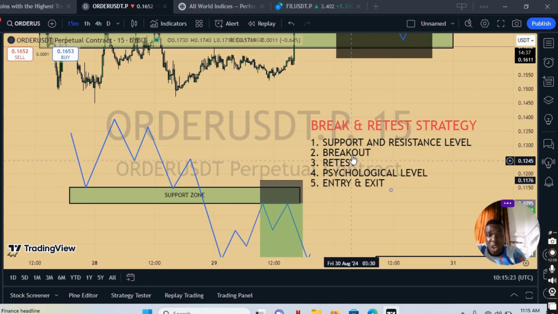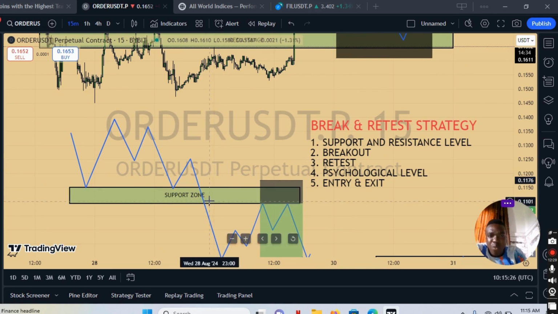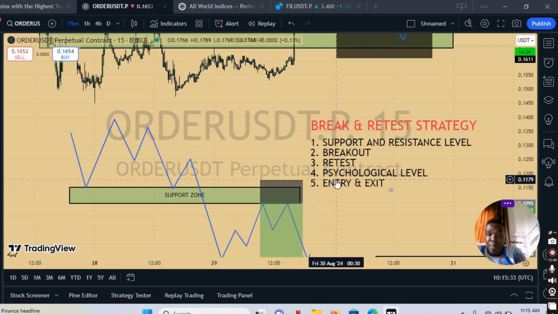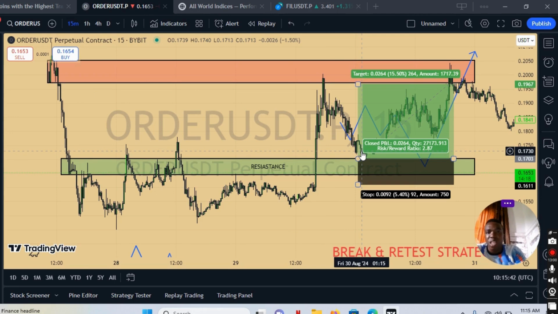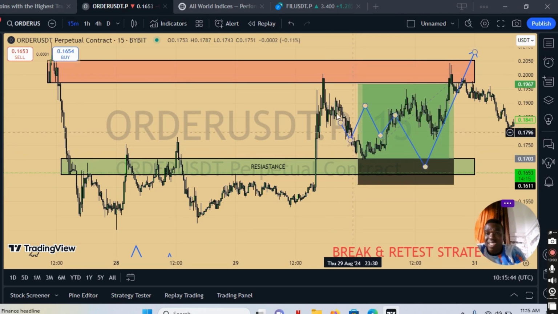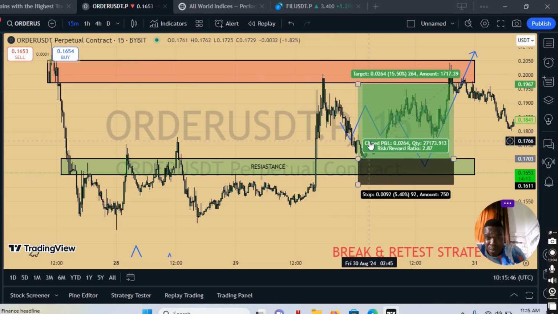When coming back to retest on your zone, inside your zone, look for a psychological level. Inside your zone, not outside. Then make your entry. Your exit should be at the next high price created before coming down to retest your zone. That should be your exit. The next high price created before coming down to retest your zone.